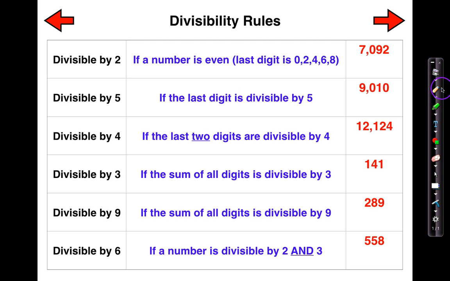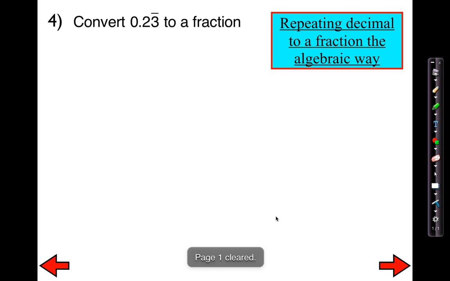So real quick, let's check. It's even, so it's divisible by 2. Is it divisible by 3? Let's see. 5 plus 5 is 10 plus 8 is 18. 18 is divisible by 3, so since it's divisible by both 2 and 3, it's divisible by 6. So I want you to practice those because it will come in handy when you're trying to reduce fractions that have fairly large numerators and denominators. Okay, so at this point, let's go ahead and try number 4 on our own.